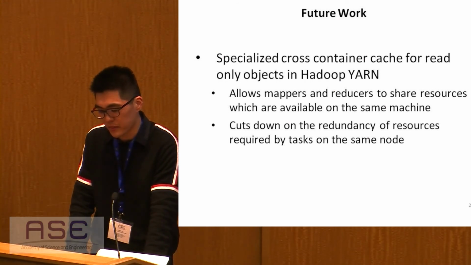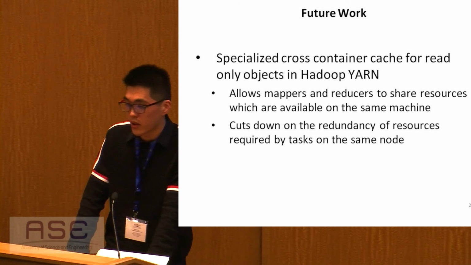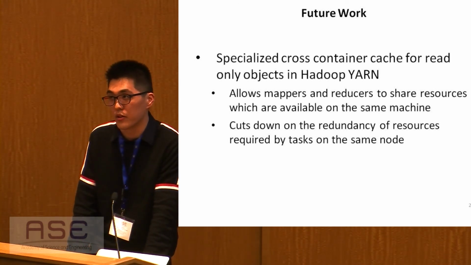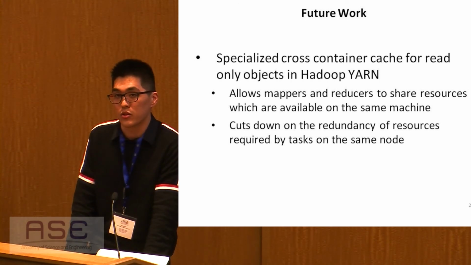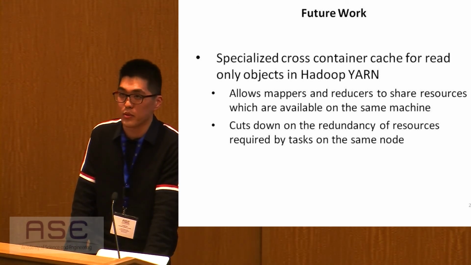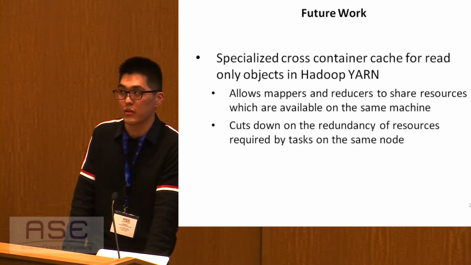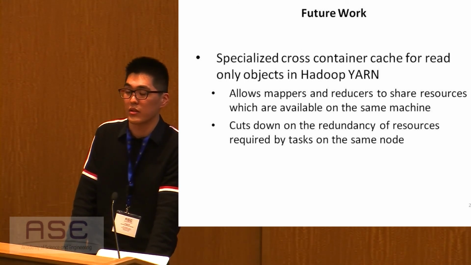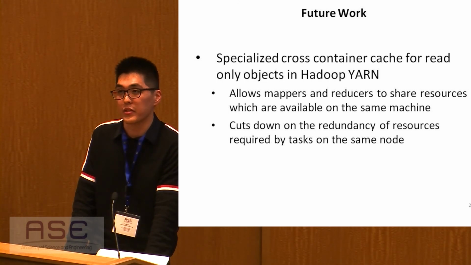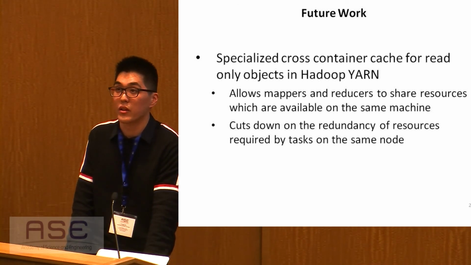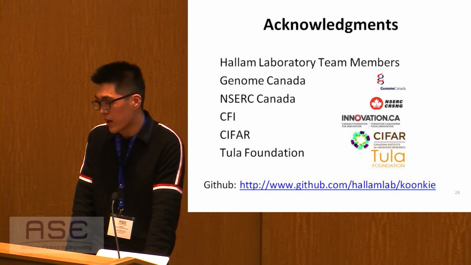So in the future, we intend to improve Koonkie, as well as try to target more efficient processing for Yarn. In Yarn, each container on a node is essentially independent. So if there were several mapper or reducer tasks on a single node, they would each have to bring their own side data in for localization. That's a redundant amount of information because they could just read from the same database. So we're trying to implement some way for containers to share across the same machine.